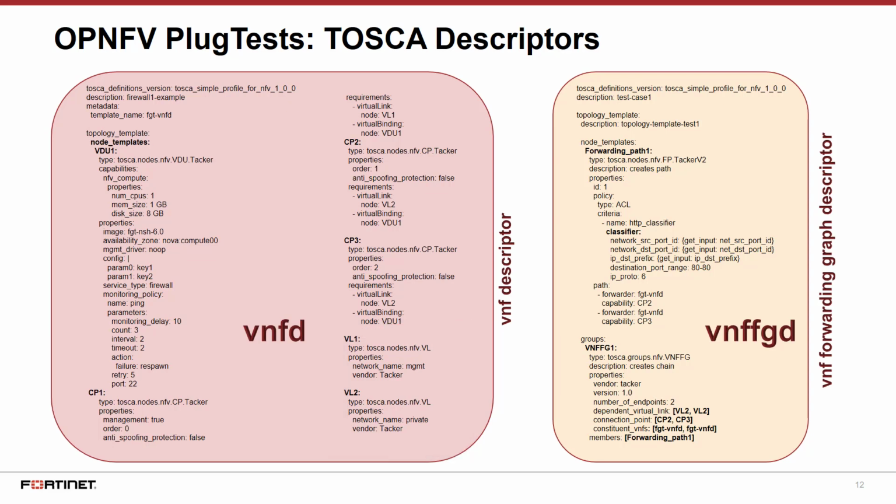On the right hand side, the BNF forwarding graph descriptor shows first a classifier whose criteria is to take TCP traffic for port 80 from a source port to a destination port, and these ports belong to our client and server VMs. They are parameterized and get their value when the descriptor is instantiated. Additionally, this descriptor also creates a chain from connection points CP2 to CP3, both ports of the FortiGate.